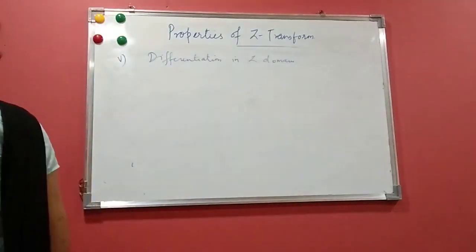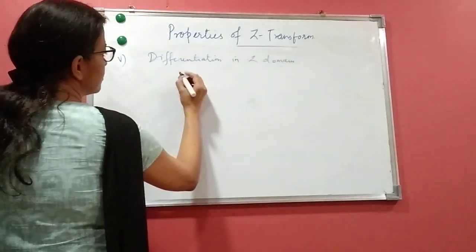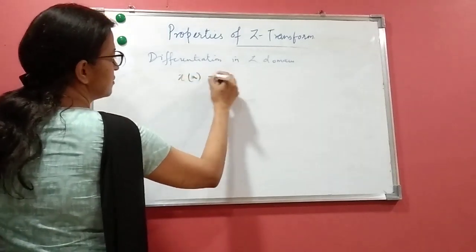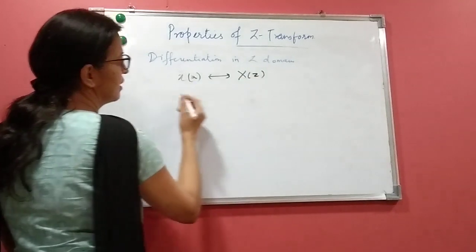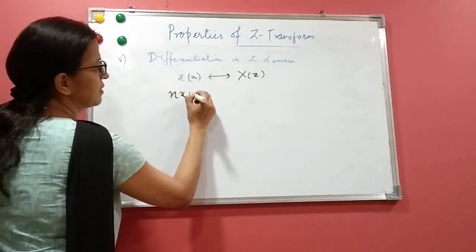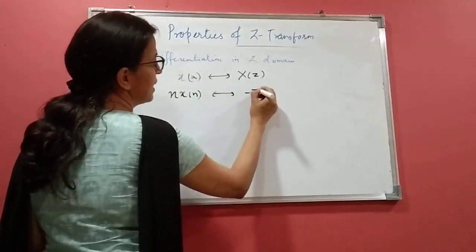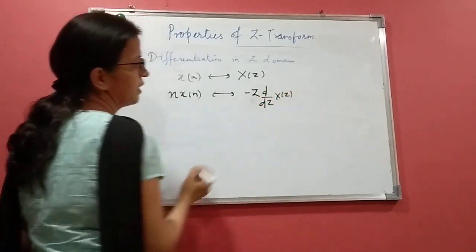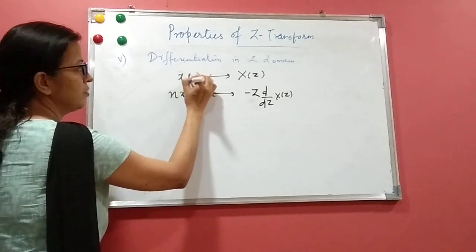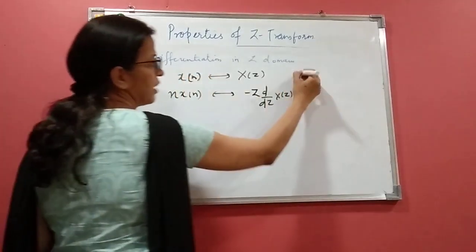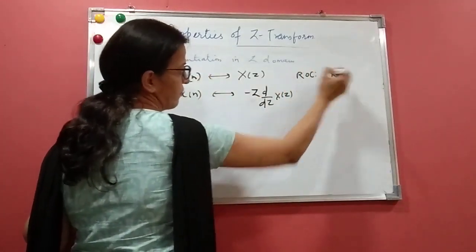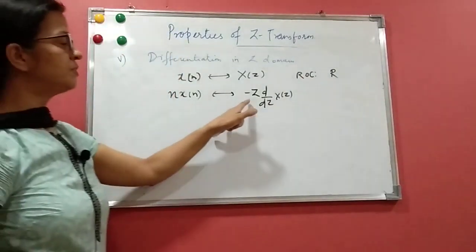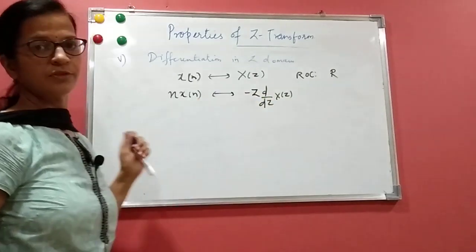It states that if x of n has the transform x of z with ROC R, then for n x of n, the transform is minus z d by dz of x of z.